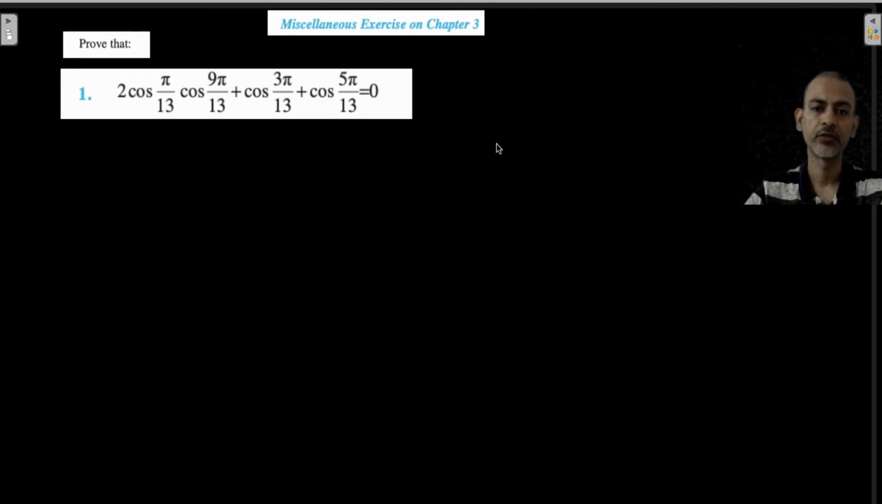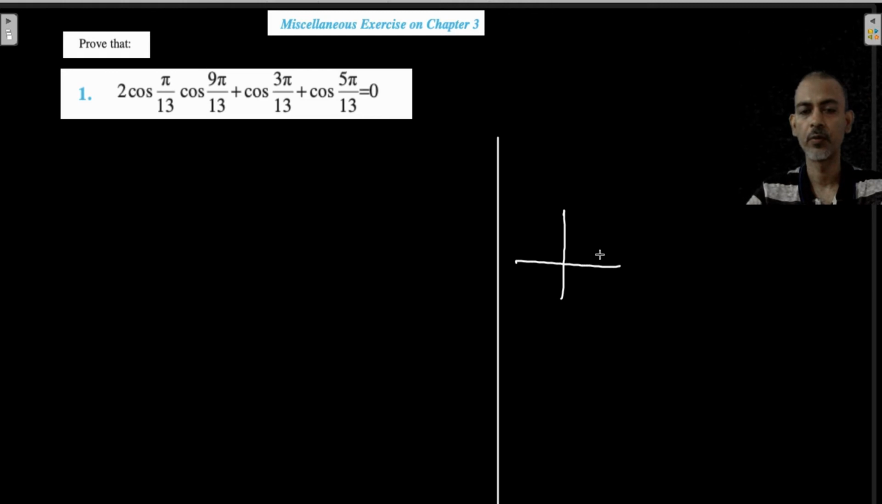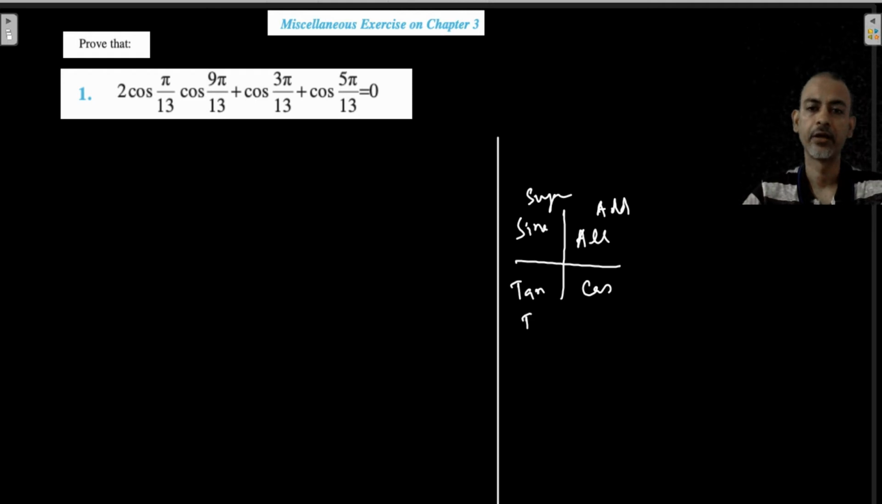So the very first thing which we had done was to remember in which quadrant which quantity would be positive. So all will be positive in the first one, sine and basically cosec would be positive here, tan and cot would be positive here, cos and sec would be positive here. So we remember using this, add sugar to coffee, right? And using this, you remember in which quadrant what quantity is positive.